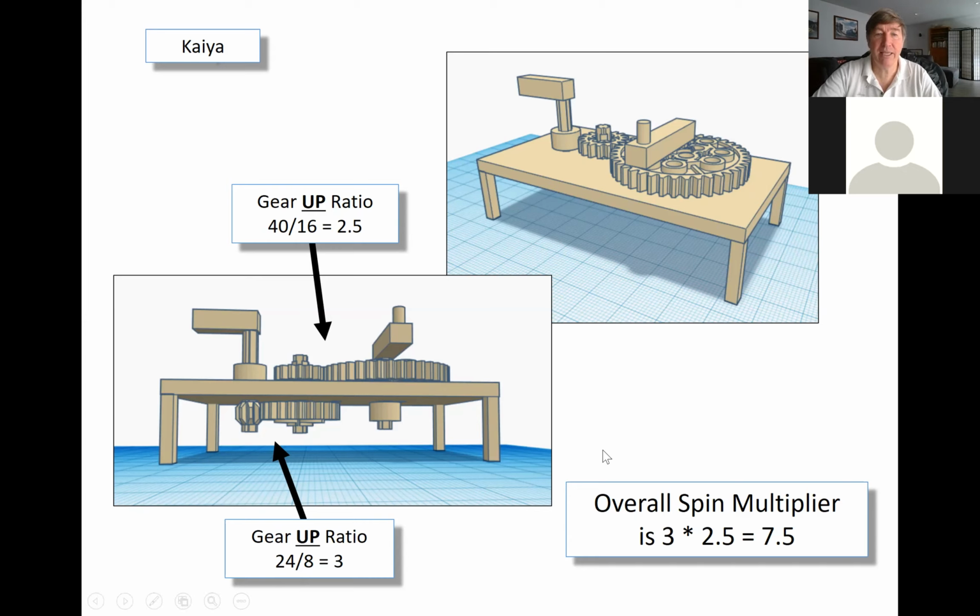Okay, so now in Kaya's case, she arranged it so both of her gear pairs were geared up. So she got an overall spin multiplier of 7.5, which is quite a bit. So every one time that she turns her handle, that output flag is going to turn 7.5 times. So that's a pretty big spin up ratio.